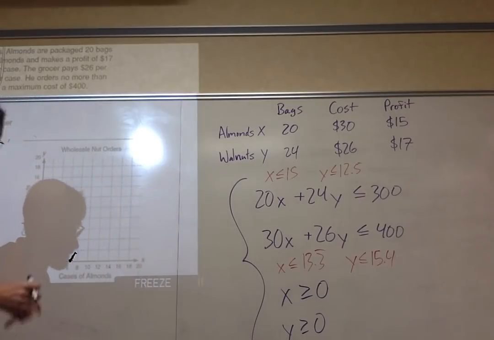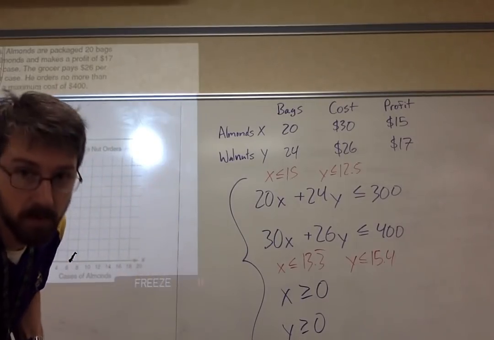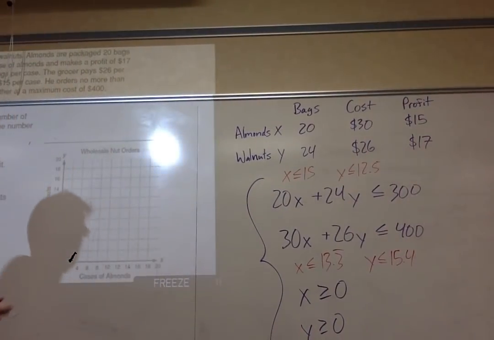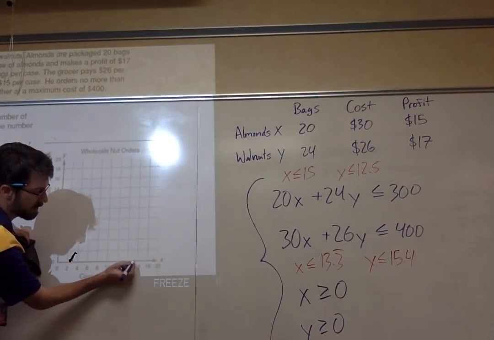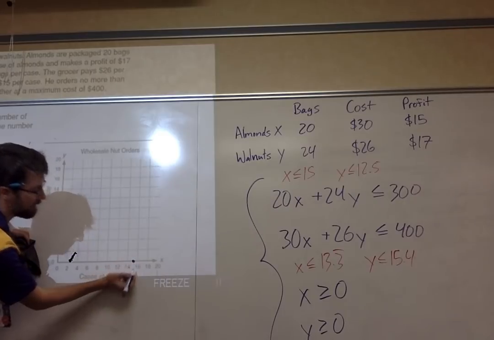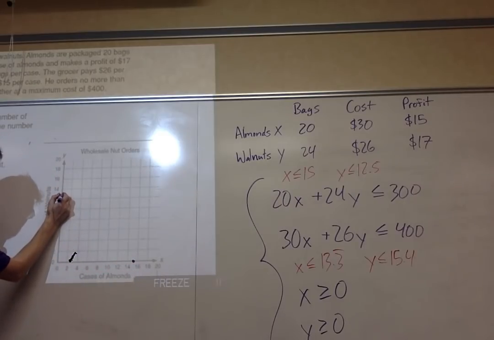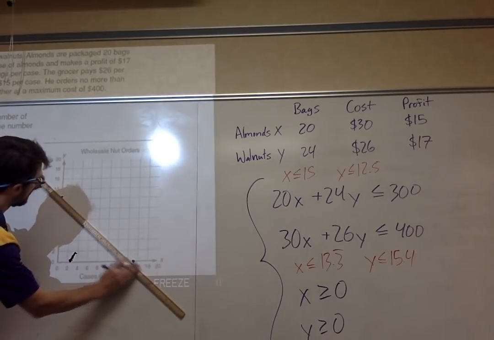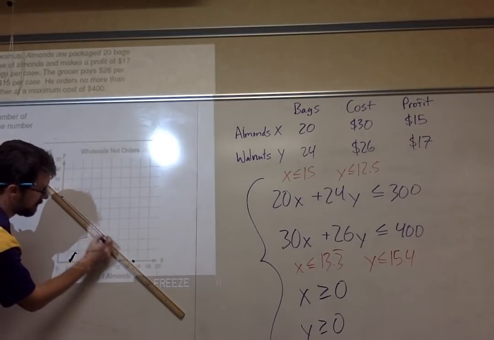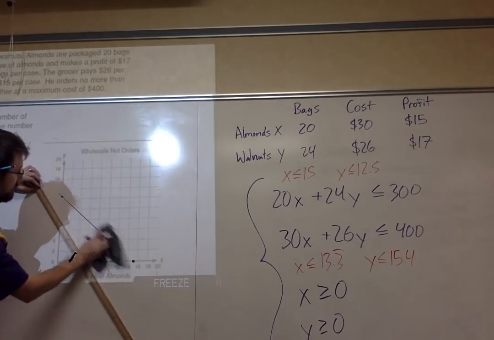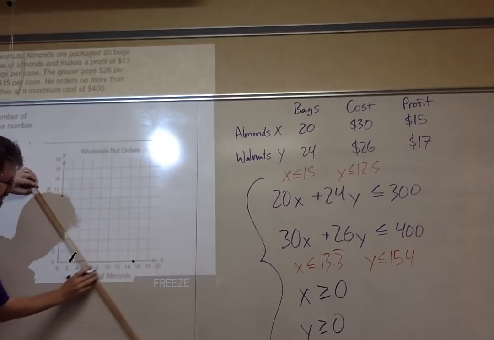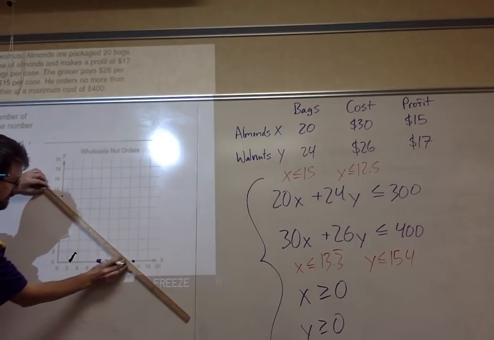All right, so now graphing. My intercepts, x-intercept for the top one is 15, y-intercept is 12.5, so right about there. I really want to be as accurate as I can with this. See, there I wasn't being very accurate. I didn't have the straight edge on there, right? Okay.